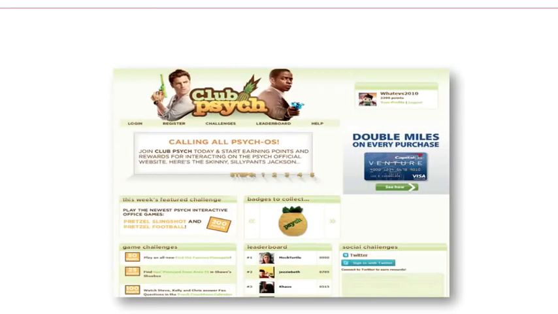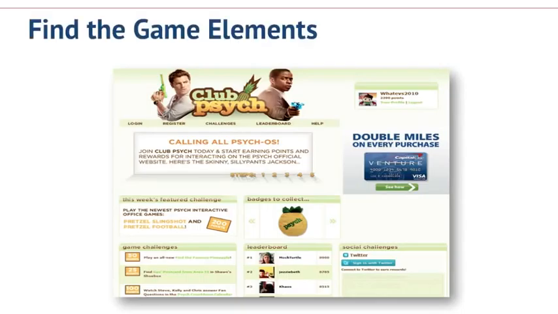The first one is an external case, and this is something called Club Psych. First question is whether you can find the game elements in Club Psych. Club Psych was set up by USA Network, a US cable channel, for one of their popular shows called Psych. They have a regular website for the show, but a few years ago they set up a new gamified website to get people more engaged with the show. So this website uses many of the game mechanics that we've already seen when we introduced the concept. See how many you can find in the screenshot here.